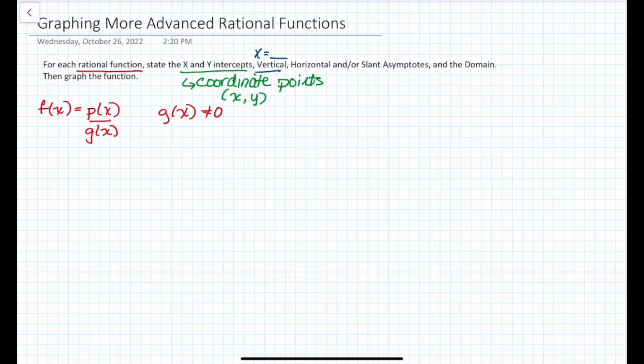The vertical asymptote, which will be x equals something. The horizontal asymptote, which is y equals something, as well as sometimes we have a slant asymptote, which is the equation of a line. And of course, we're usually asked to state the domain. And of course, the domain are the possible x values.